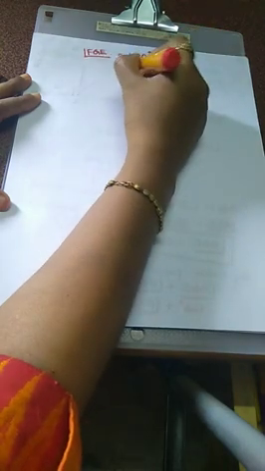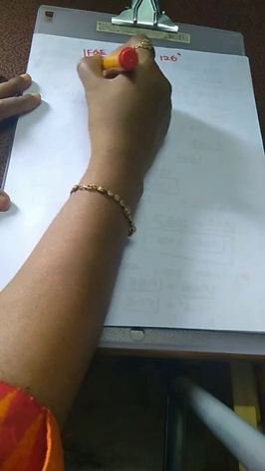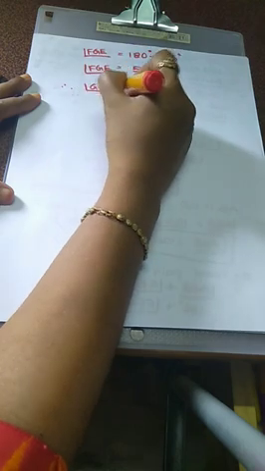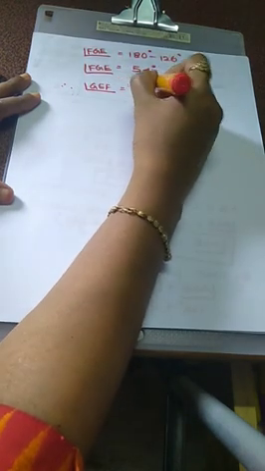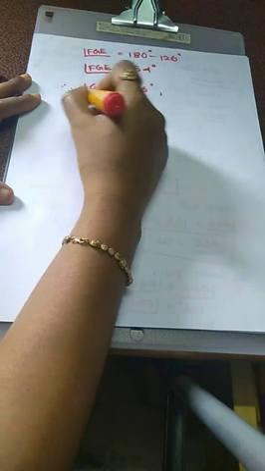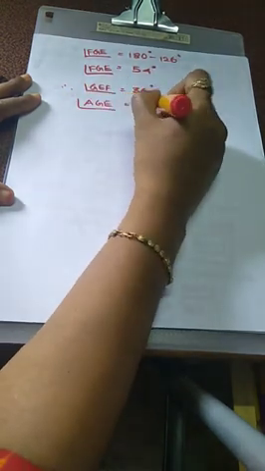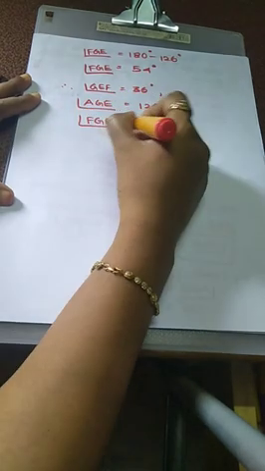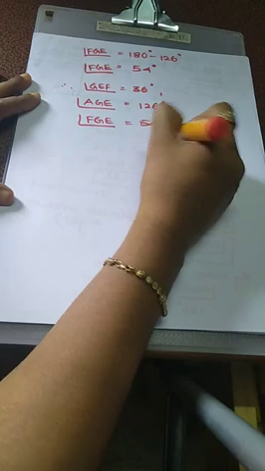Angle FGE is equal to 180 minus 126 degrees. So what is that? 54 degrees. Angle FGE equals 54 degrees. Therefore angle GEF, that is our first value, is 36 degrees. And the second one is what? AGE is equal to 126 degrees. FGE is equal to 54 degrees. That's all.